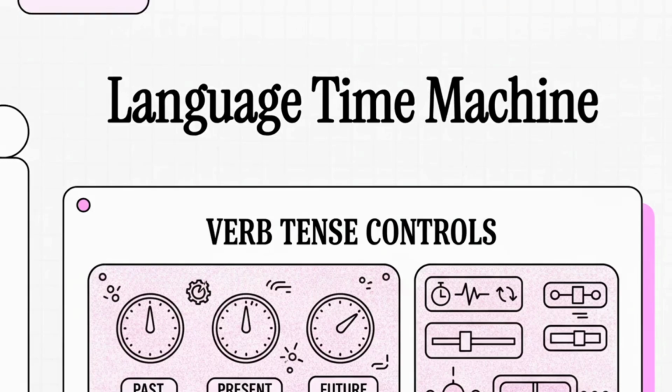Welcome to the Explainer. Today we're going to do something kind of cool. We're taking English verb tenses, yeah, I know, sounds boring, and turning them into what they really are, the control panel for your very own time machine.